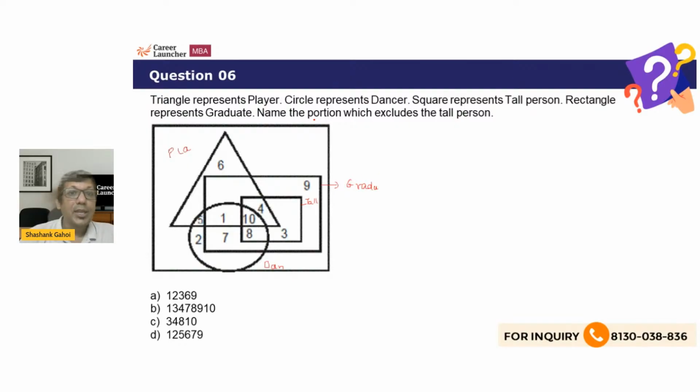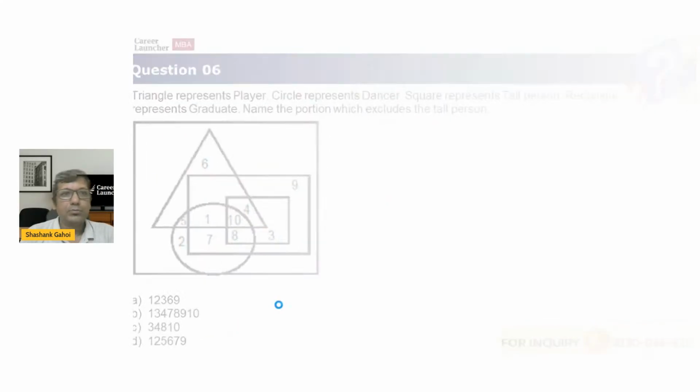Now, what does it say? Name the portion which excludes the tall person. So it means I need to remove this one. So it means 1, 2, 5, 6, 7, and 9. So 1, 2, 5, 6, 7, and 9, that's going to be option D. Fairly easy. So whenever something says exclude this or not this, just cancel out that thing completely, and the remaining things are going to be very much visible. Things are going to be extremely easy. You can just look at the values and get the answer. Okay. Now, let's see the next one.